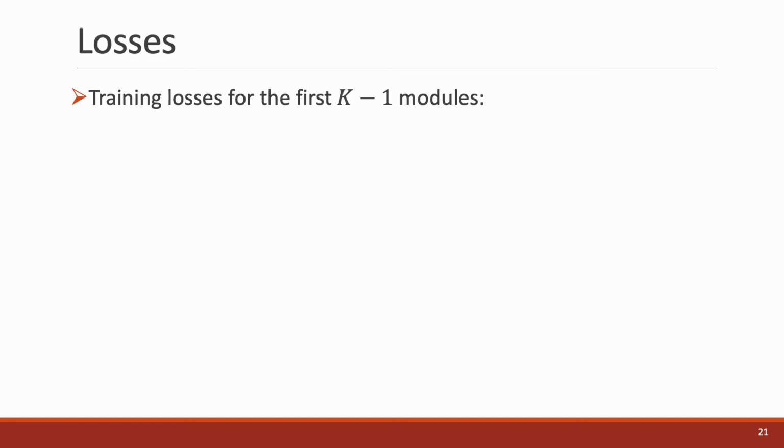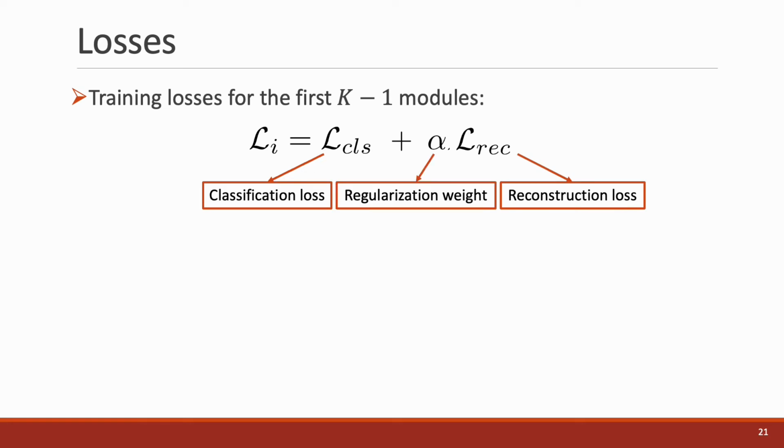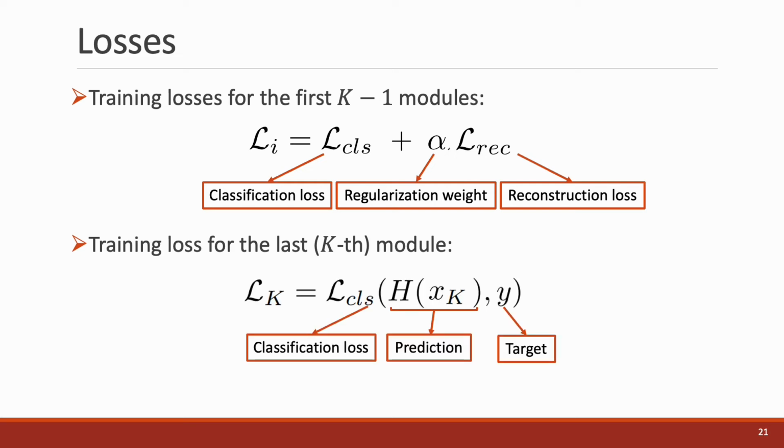For modules except the last module, the total training loss is the addition of the classification loss and the reconstruction loss. Alpha is the regularization weight. In the last module, we only use the classification loss. We use cross-entropy as classification loss and the MICCAI loss as the reconstruction loss.